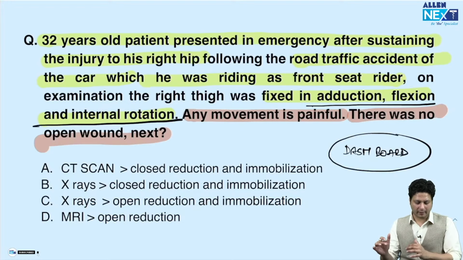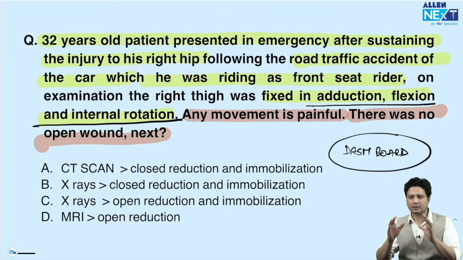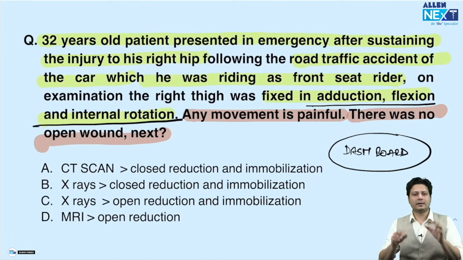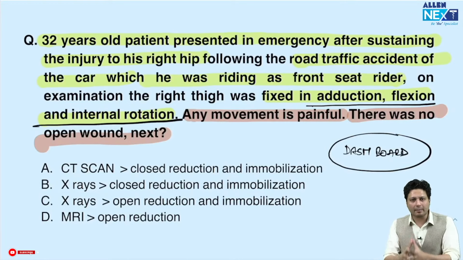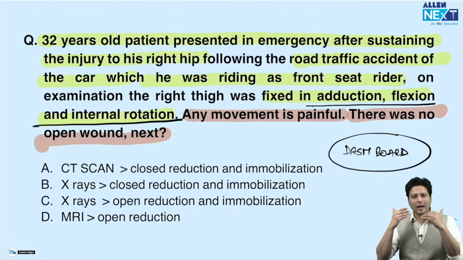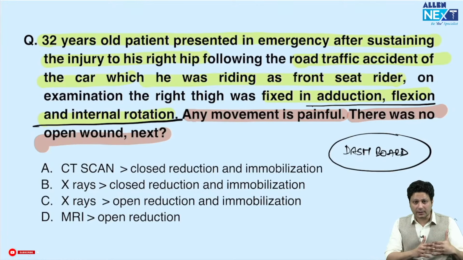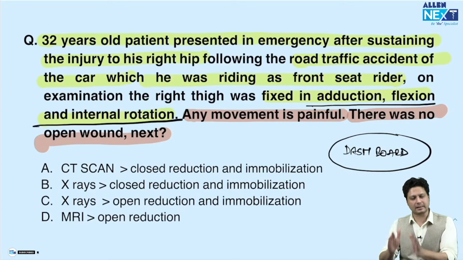There are options provided. Option 1: CT scan first, then go for closed reduction and immobilization. Remember, these sophisticated investigations are meant to be delayed until and unless the indication becomes mandatory, because today the examiner is not asking you to depend on these sophisticated investigations. You have already diagnosed the condition. All you have to look for is any associated fracture around the hip joint, and this can be ascertained by performing a simple X-ray.